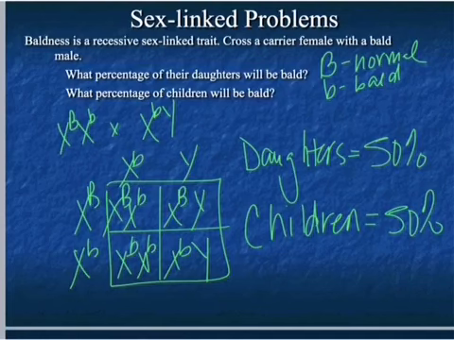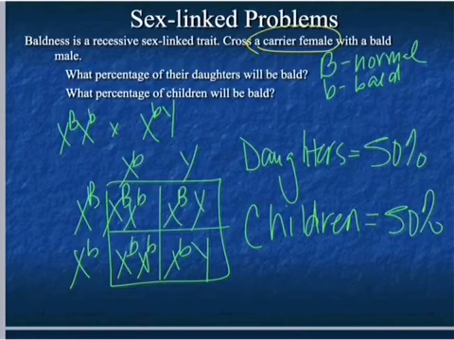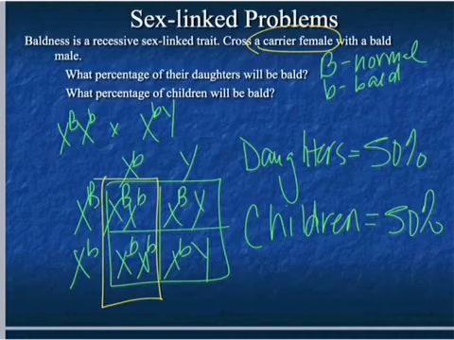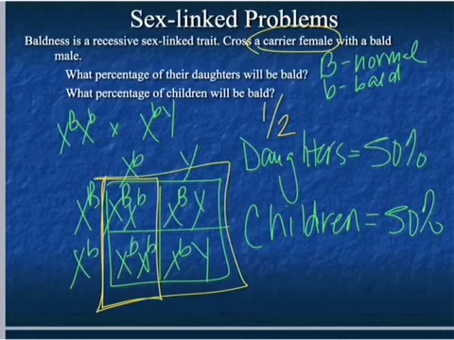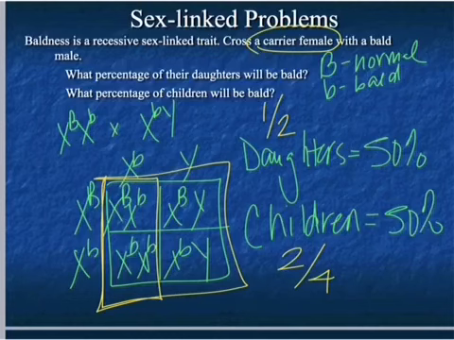Okay, did you get the same answers? I crossed a carrier female, remember that means heterozygous, with a bald male. Put that on the Punnett square. I found that 50% of their daughters would be bald and 50% of their children would be bald. Be very careful when you're counting. There are 2 boxes of females, so one of the 2 boxes of females is bald. There are 4 total children, and 2 of the 4 boxes of the children are bald. When you count the sex-linked problems, be very careful to see if you're counting for daughters, sons, or all children.